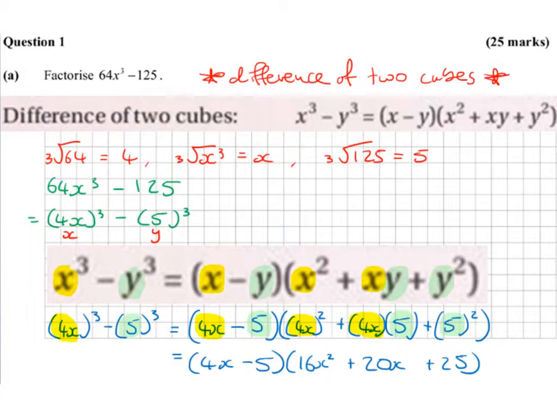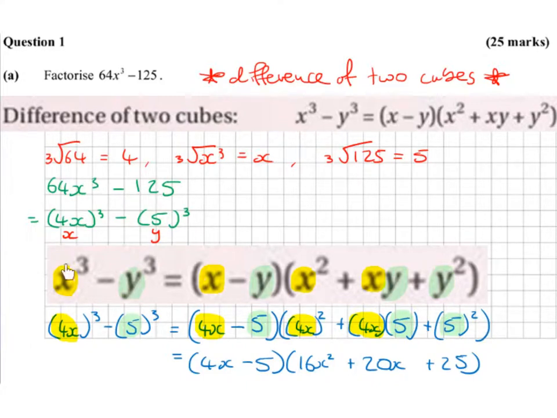So this is the formula for the difference of two cubes. x cubed minus y cubed is equal to x minus y times x squared plus xy plus y squared. So you really just have to learn this off by heart. So we're going to get the cube root of 64, which is 4, the cube root of x cubed, which is x, and the cube root of 125, which is 5. So we can rewrite 64x cubed minus 125 as 4x cubed minus 5 cubed. So the 4x is our x and the 5 is our y.